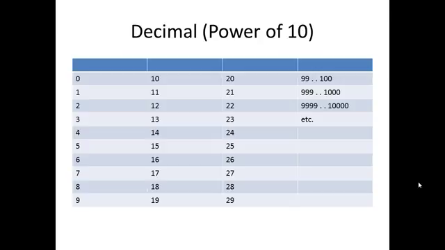I mean, I know you know how to count, but that's really what you're doing. You just don't think you're doing that. People just say, oh, you go from 9 to 10. Well, really, the 9 is really becoming a 0, and you're incrementing the 1. Okay? So that's decimal. Pretty simple.